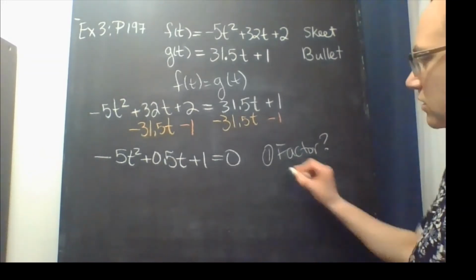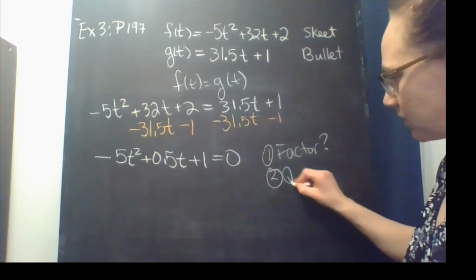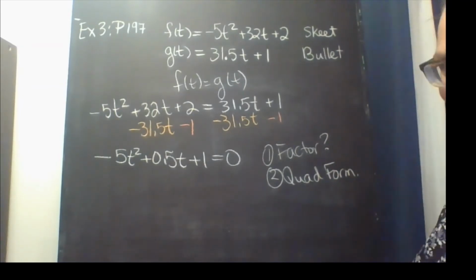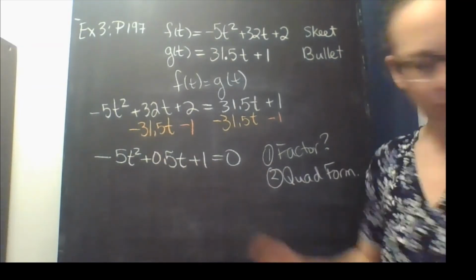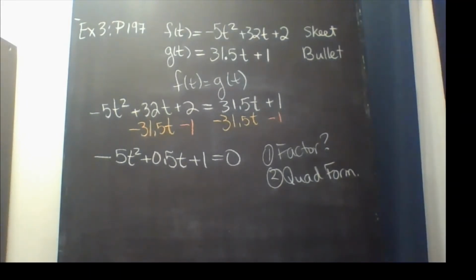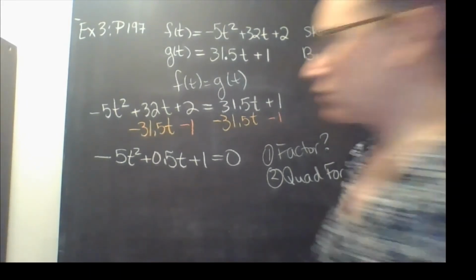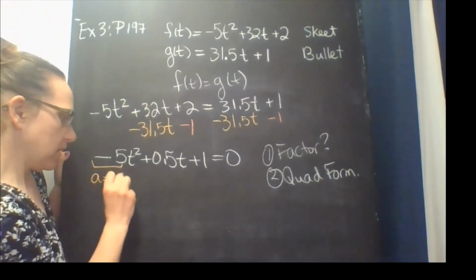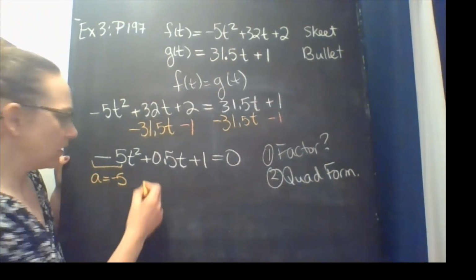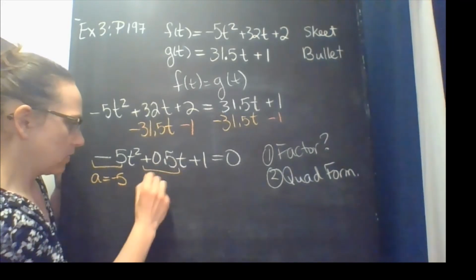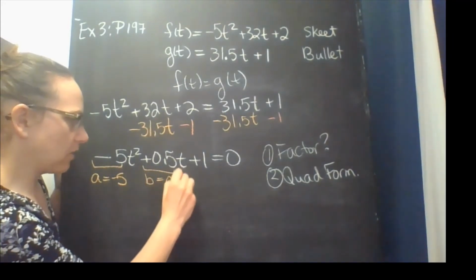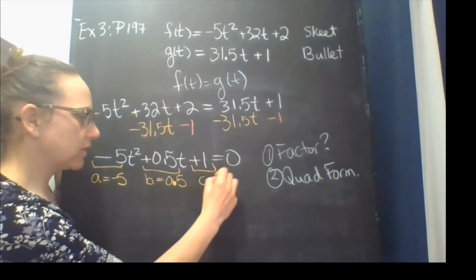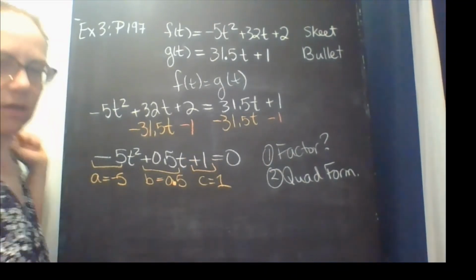Does not work in this situation. So instead that means we have to use our quadratic formula. Good thing we already know how to use that. To use quadratic formula, remember we need to get our coefficients. So let's figure those out. We know a is the coefficient in front of our t squared. We know b is the one that's in front of our t. And we know c is the one that has no letter attached to it. So there's my three coefficients.